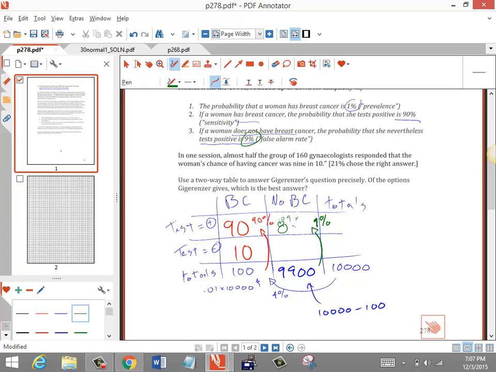Does anybody remember what that number is? It's 891. And so what's left over in here is going to be 9,009. Okay? Do you follow that? Did you agree with that? Any questions about that?